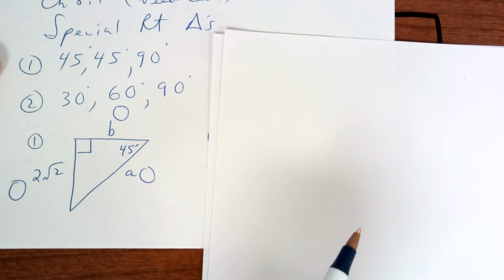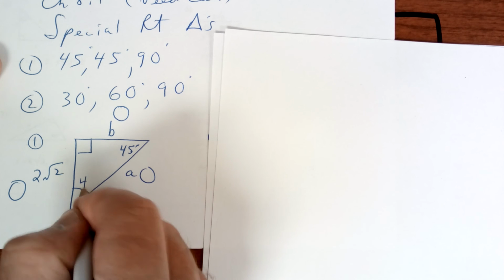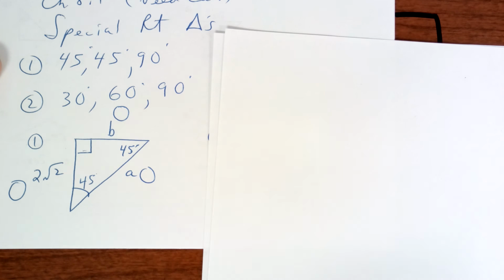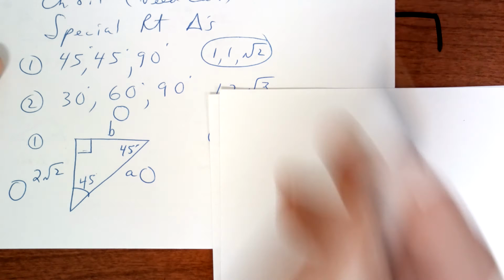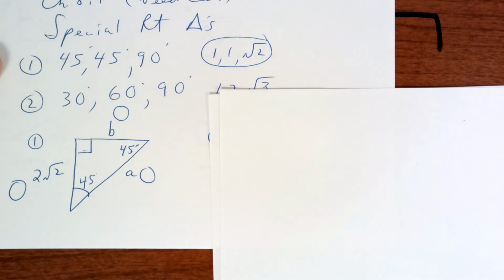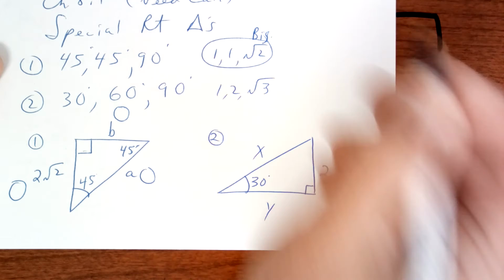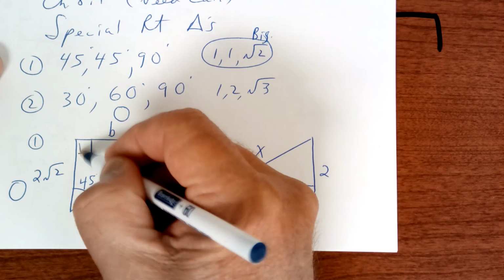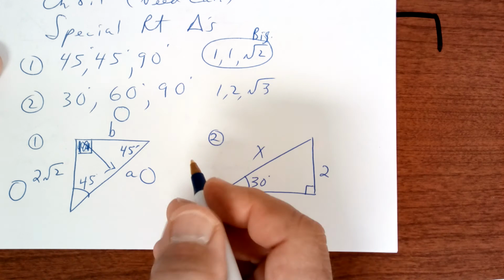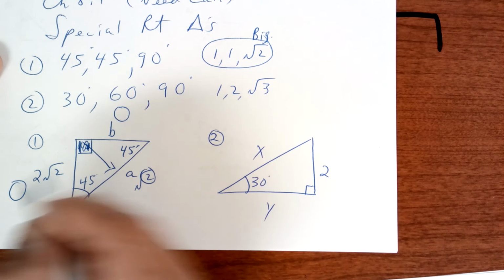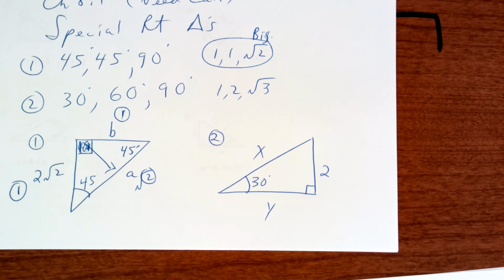Okay, now this is 45, so this one has to be 45, and then 90, because that adds up to 180. So the triangle, you have to memorize this. 1, 1, square root of 2. And square root of 2 is the big one. So put that right down. And across from the 90, because 90 is bigger than the 45s, will always go the square root of 2. These will be a 1 and a 1. Okay? That's how you set it up.